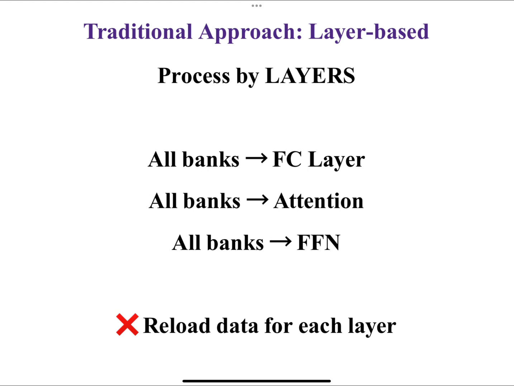Let's look at how traditional PIM, in other words, processing-in-memory systems work. They use what's called layer-based data flow. First of all, banks process the FC layer. Secondly, all banks switch to the attention layer. Then, all banks switch to the FFN layer. The problem is that every time we move from one layer to the next, we reload and reorganize data. This creates a lot of unnecessary data movements, which leads to poor performance.